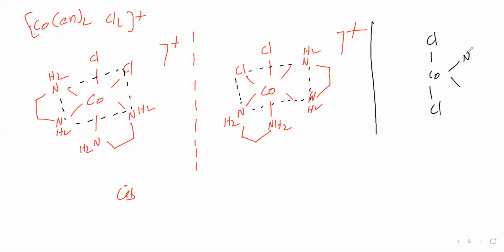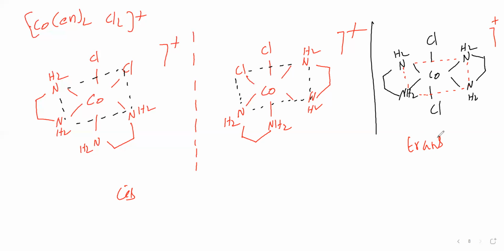2Cl, here NH2, here NH2, this is one ethylene diamine. Here NH2, NH2, it is one ethylene diamine. Now we have written the complex, with a plus charge. In this complex, a plane of symmetry is there. Both Cl are across from each other, therefore it is trans.